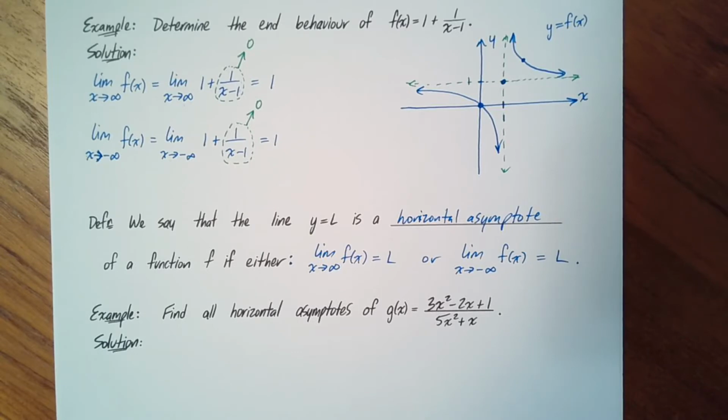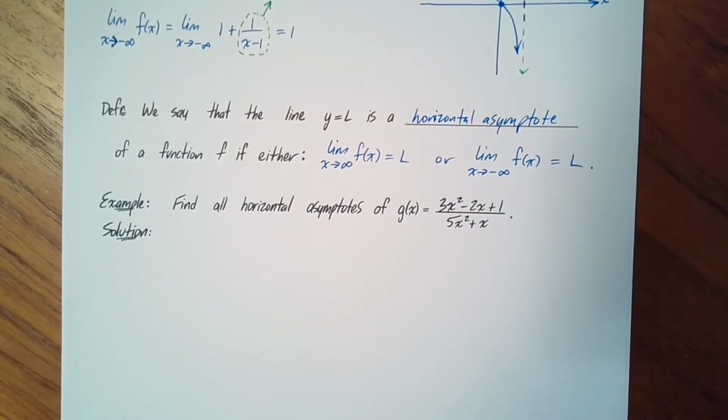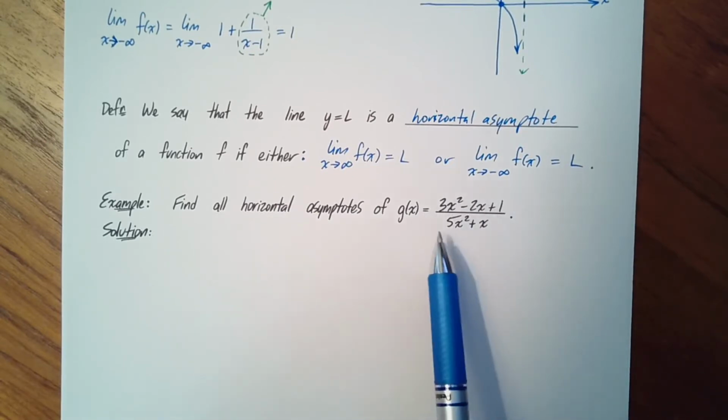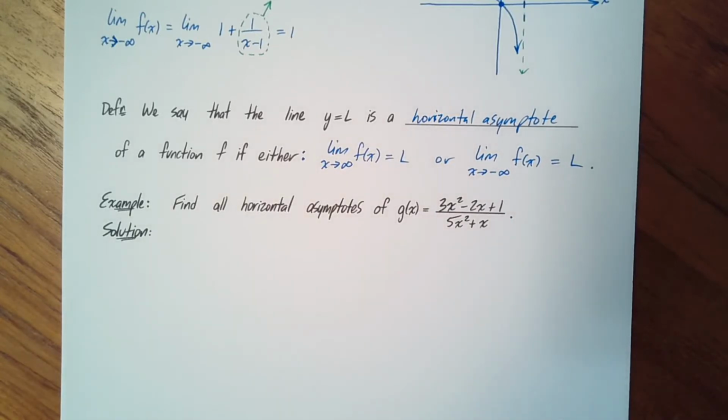Okay, so you might also see a question worded like this: find all the horizontal asymptotes of a function. So we've got a function g of x, and it's defined to be this rational function, 3x squared minus 2x plus 1 over 5x squared plus x, and we want to find all the horizontal asymptotes.